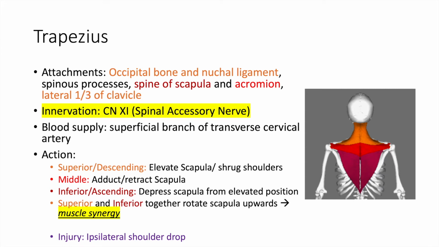Superior and inferior together rotate the scapula upwards, and that is called muscle synergy. So that's very important to remember, that these are synergistic. So what does synergy mean? It just means that these two working together achieve a greater purpose, and that would be rotating the scapula upwards. So if we have an injury to this cranial nerve 11, we're going to have ipsilateral, meaning same side, shoulder drop.